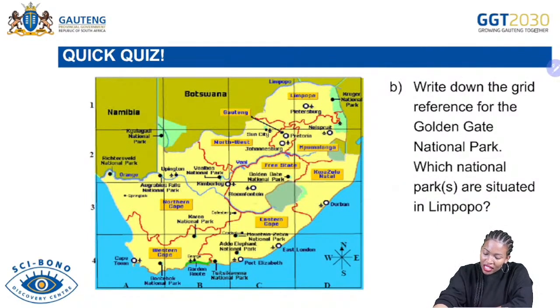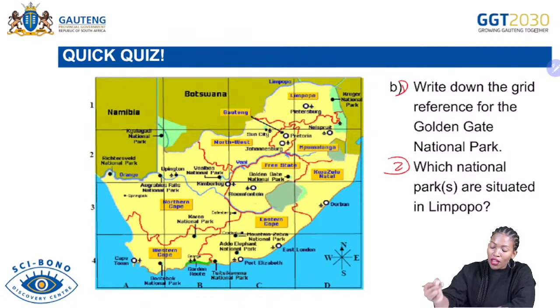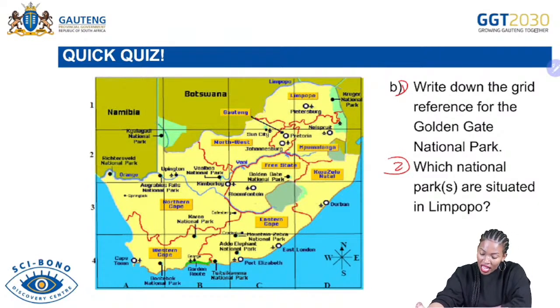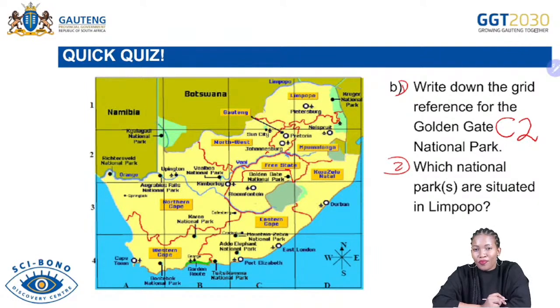Write down the grid reference for the Golden Gate National Park. So this is actually 2 questions here. It's question number 1 and then question number 2. Write down the grid reference for the Golden Gate National Park. Where is the Golden Gate National Park? It is here. There is the Golden Gate National Park. So they want us to write the grid reference. And what is the grid reference for this? It is C2. So the correct answer here is C2.